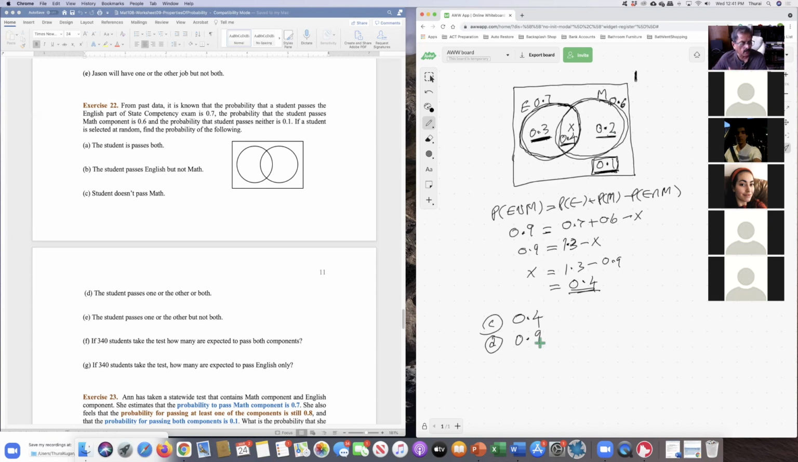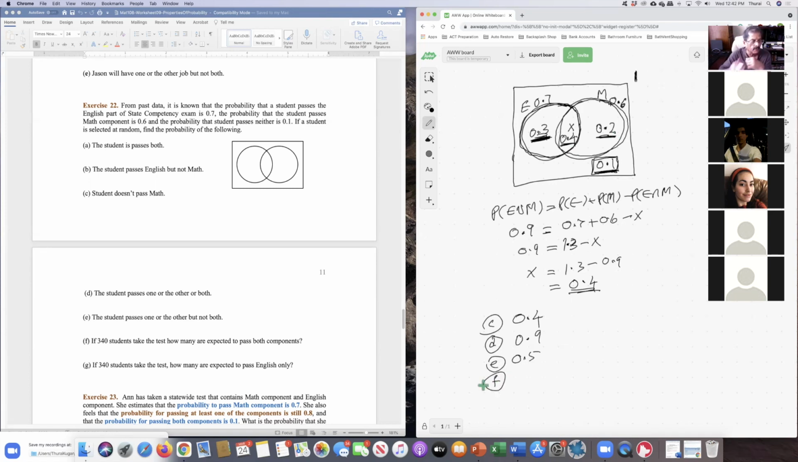One or the other or both, that means union. Student passes one or the other, but not both. 0.5. The 0.3 plus 0.2. That's right. Okay, next question.